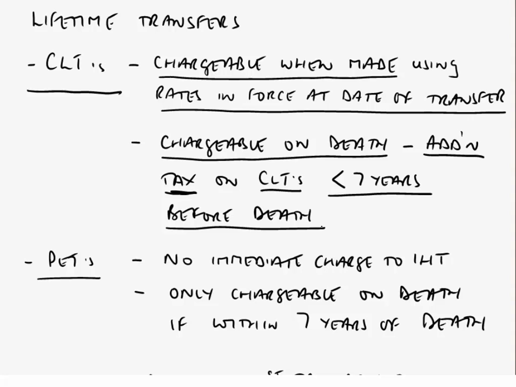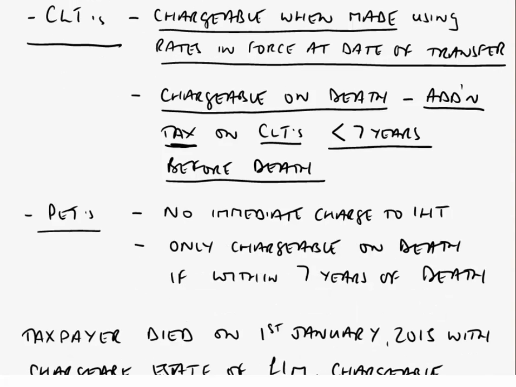But to begin with, what do we know? CLTs are chargeable when made at the rates in force when made. They are then chargeable on death, any additional tax due on them, but only of course chargeable on death if the death occurs within 7 years of that CLT. PETs become chargeable for the one and only time on death. No immediate charge to IHT when made, and only chargeable on death if within 7 years of death.